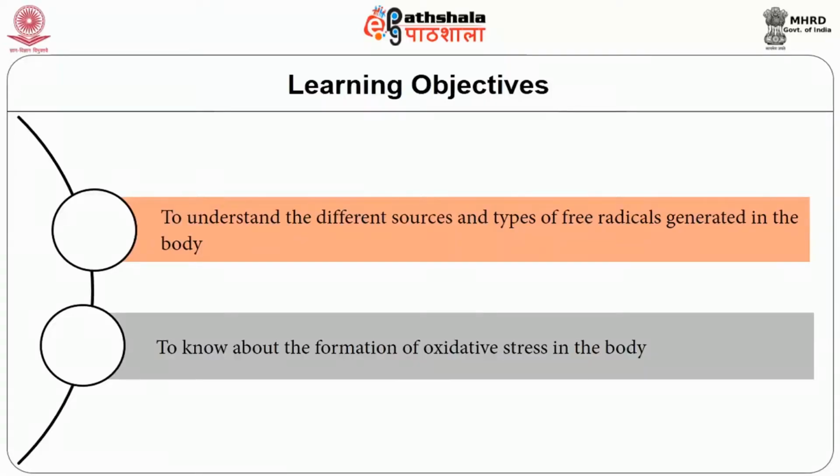The body naturally produces antioxidants like superoxide dismutase, catalase and peroxidase enzymes as a means of defending itself against free radicals. The objective of the module is to understand the different sources and the types of free radicals generated in the body, and to know about the formation of oxidative stress in our body.